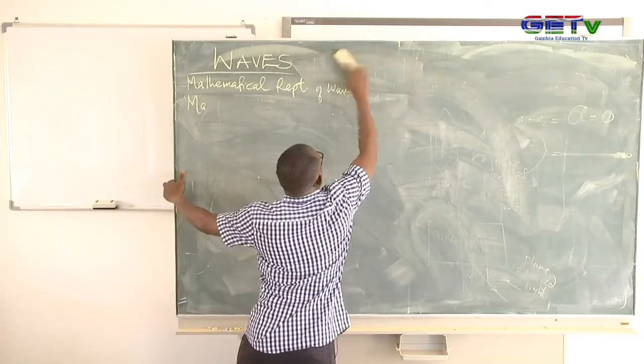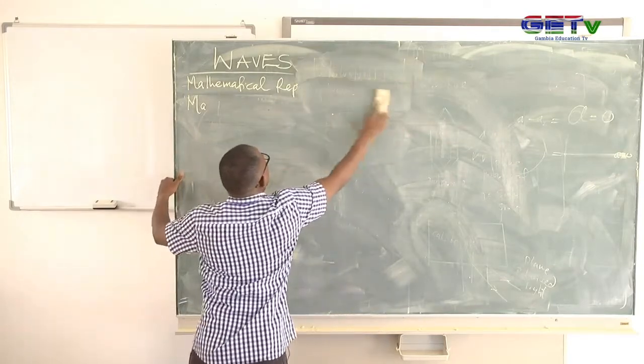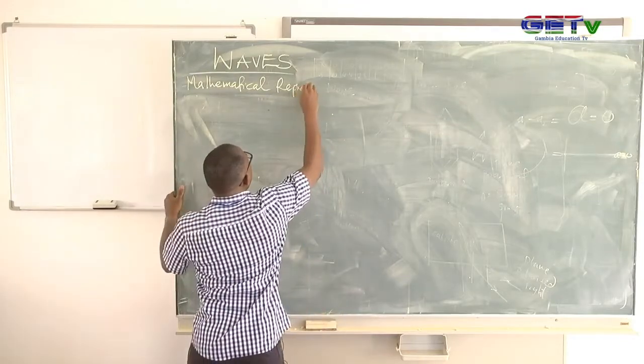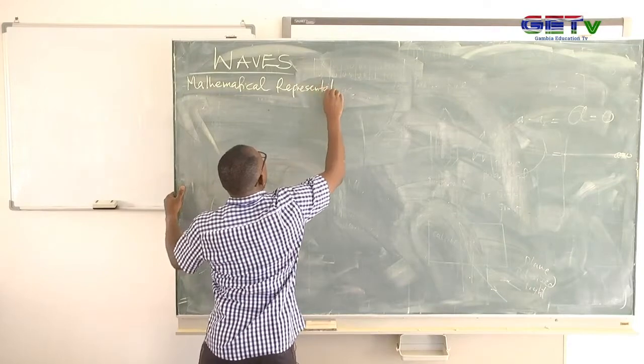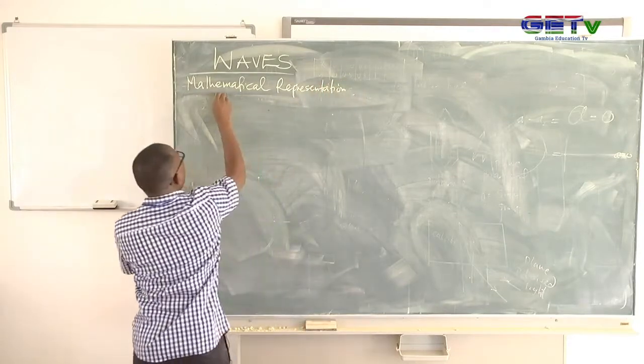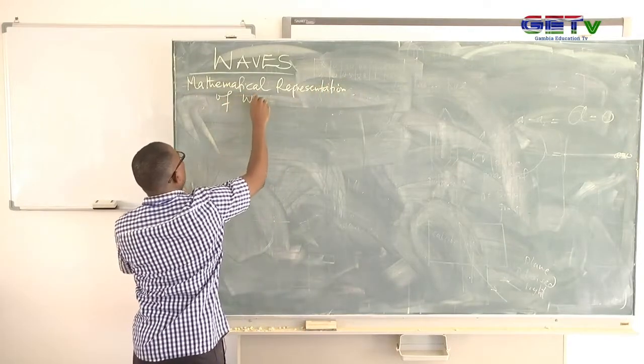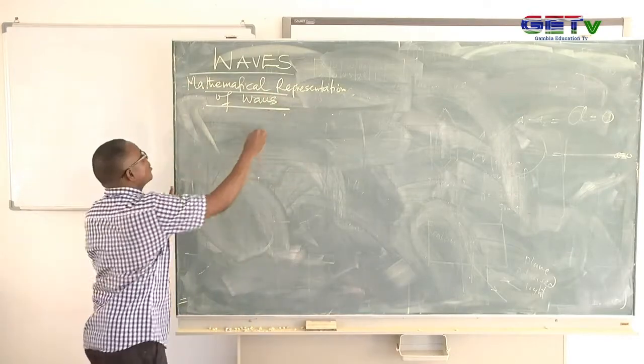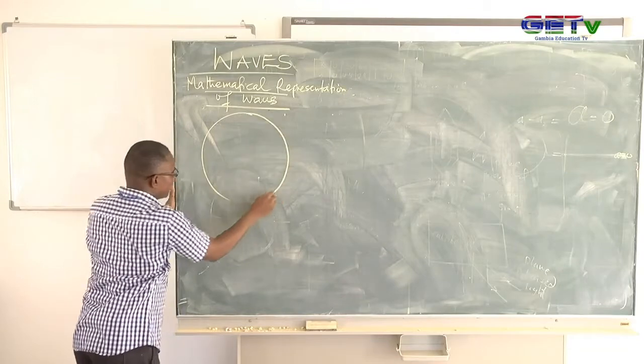Let me clean this so that we want to use that. For the benefit of the viewers, let me represent it properly. Representation of wave. So we can represent the wave mathematically. So we have that equation somewhere there.